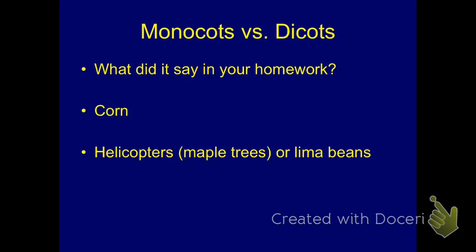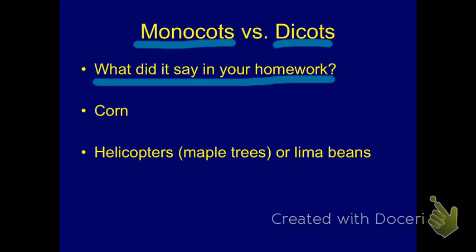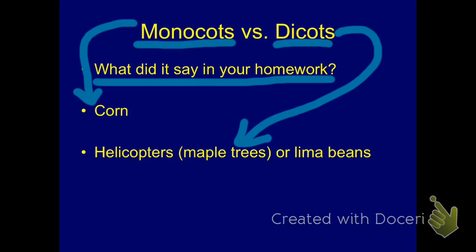Monocots versus dicots is important to know. You'll see this in your study guide if you haven't seen it yet. Your homework is monocots, and I've got a slide; the next slide will give you a side-by-side comparison. Monocots, the example is corn. Dicots, maple trees or lima beans.